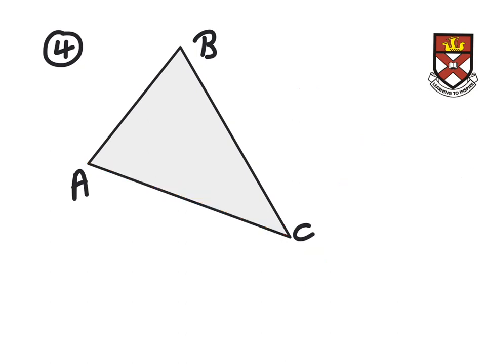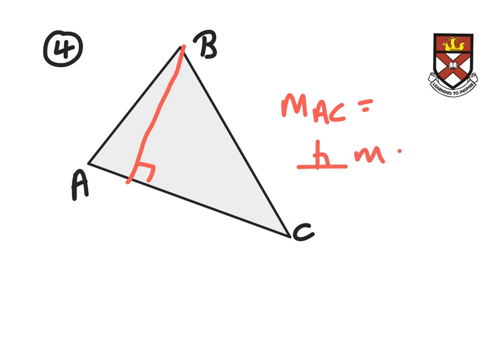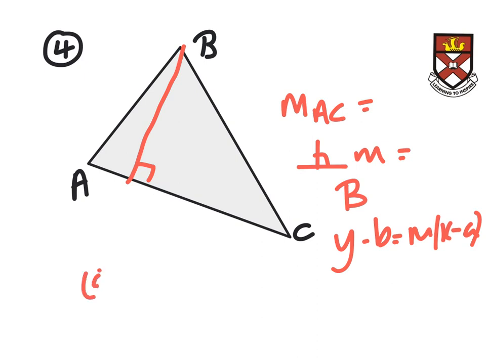Part B, same triangle. This time you have to find the altitude BP. So that's this line down here at right angles. How am I going to do that? Well, you know from the previous work you've got the gradient of AC. So if you get the perpendicular gradient and then use point B and your y minus b equals m times x minus a. Okay, and then the last part of the question, part C, that's just your normal simultaneous equations.